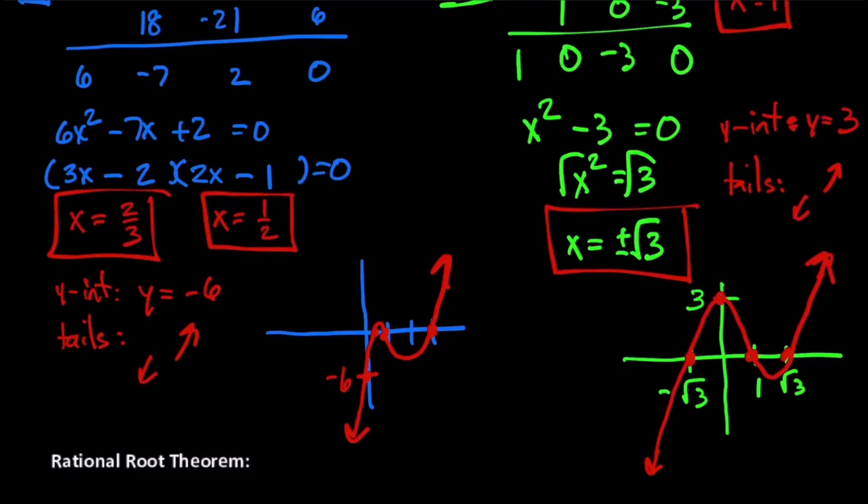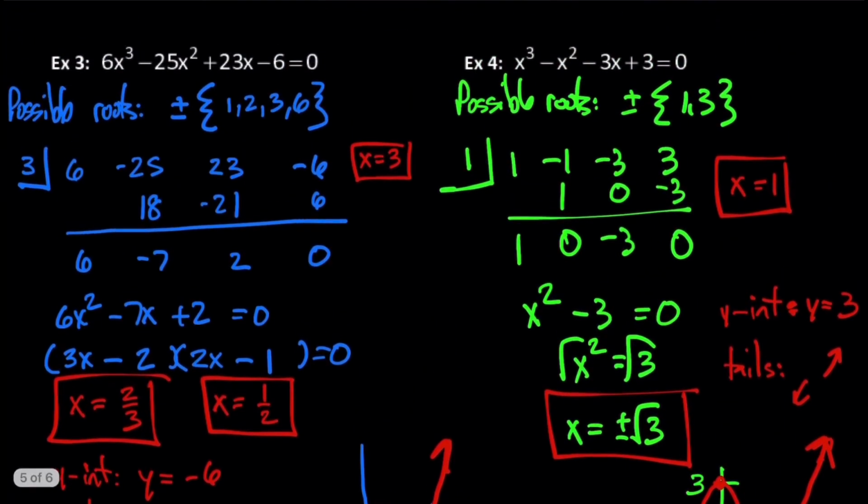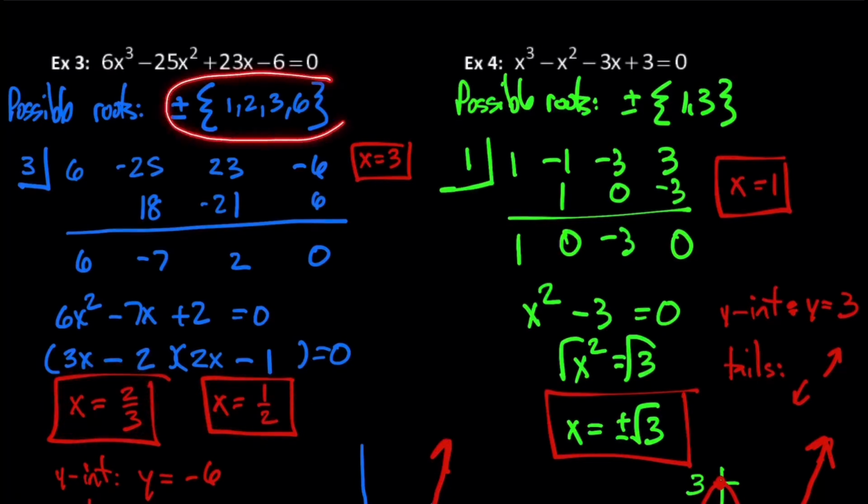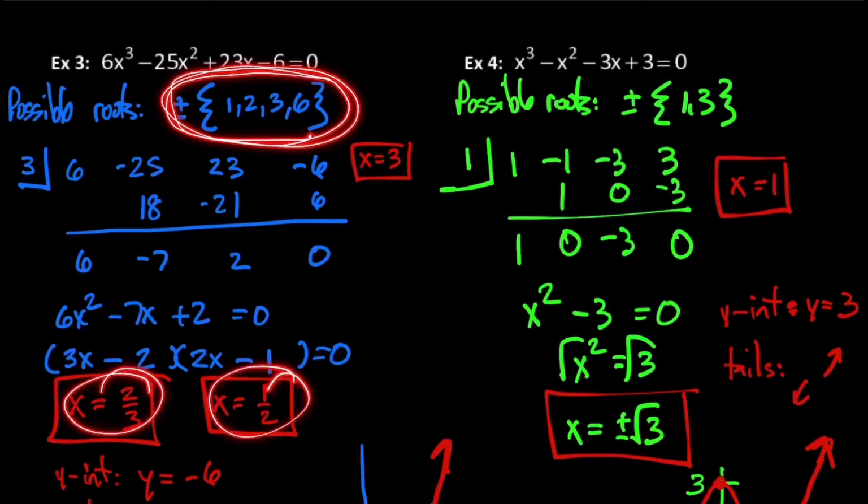Okay, now what I want you to notice, we had some different types of roots here, didn't we? Plus or minus square root 3, those are not rational roots. Those are irrational. That's why they don't show up here. Notice these. Those are rational, but they're not integral. That's why they didn't show up here, because these are just my integral roots, my integers.